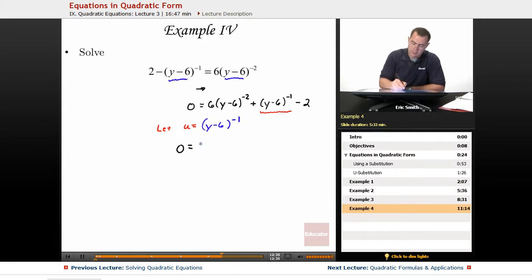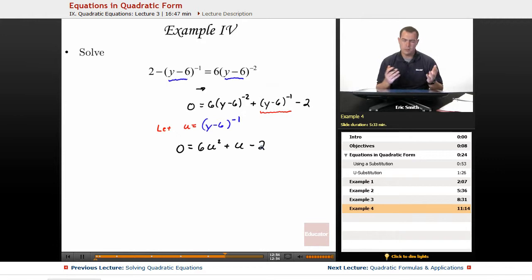So we have 6u squared plus u minus 2. Okay. So what I can see here is that it's definitely quadratic and the numbers are much smaller, much nicer to deal with. But really, what do I do from here? I still have to be able to figure out what the solutions of this quadratic are.